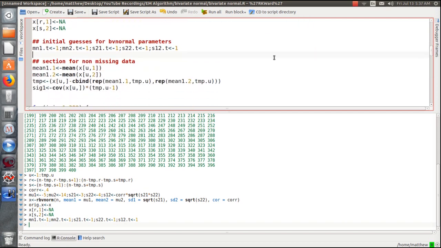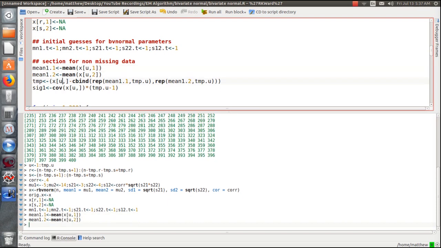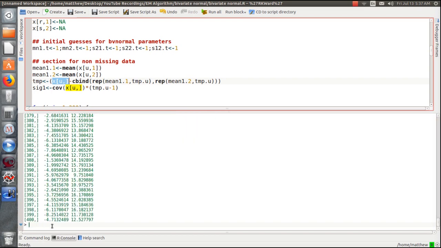Now here's the section for non-missing, and it's not going to change because we observe the data. And so we want the mean of the first component, or the first mean of the first section, component 1, mean of the first section, component 2. So let's put those in. And here, XU is the data for our section 1, which is this.